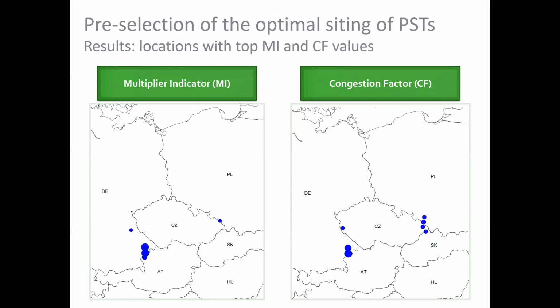The graph on the left side shows the top locations for PST placement using the multiplier indicators. The size of the dot shows the level of the multiplier indicator in each location. And the graph on the right side shows the top locations according to the congestion factors. You can see that both methods point to a location near the German-Austrian border as the one with the highest MI and CF values.